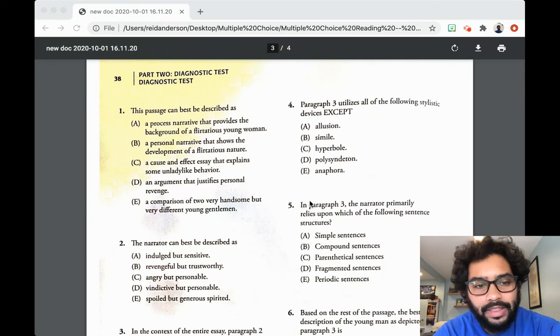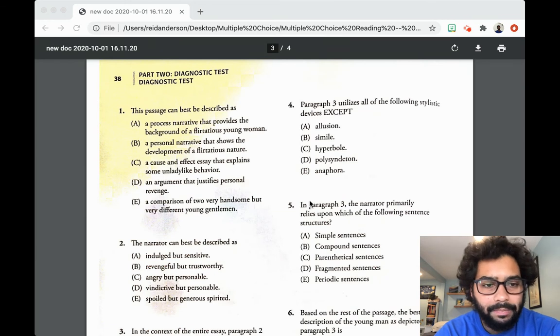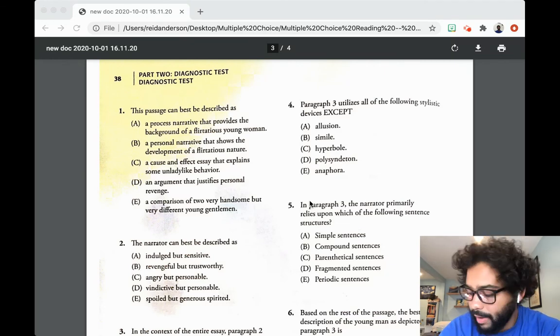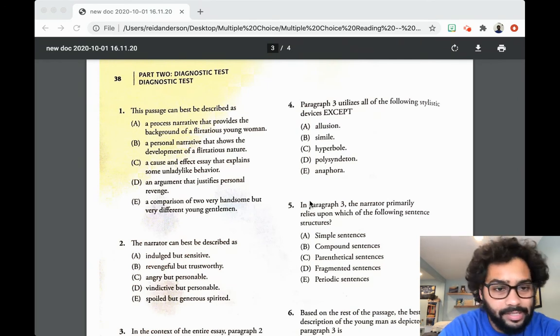I would say that we are looking at a personal narrative, but of course there is a lot of cause and effect there. Is it showing the development of her flirtatious nature? I think it is. I think it's more so that narrative about her life that we're learning from, and how she became this flirtatious person that hurt people. And so I think B is my best guess at the answer.